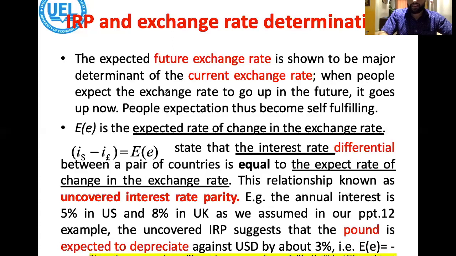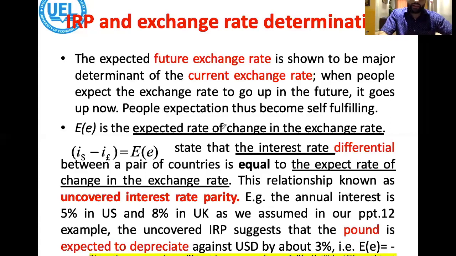When people expect the exchange rate to go up in future, I am expecting that the Win Group stock price will go up in future. Instead, it goes up now. Why? Because I'm buying it. People's expectations thus become self-fulfilling. So they fulfill their own requirements. This is how expectation works in order to meet their personal assumptions or personal requirements to make money, right?